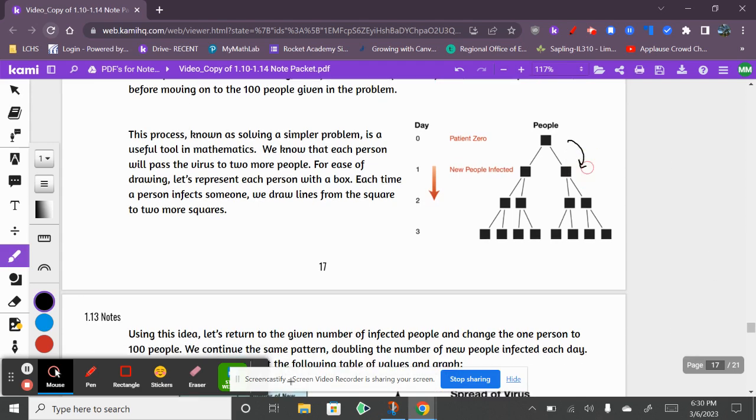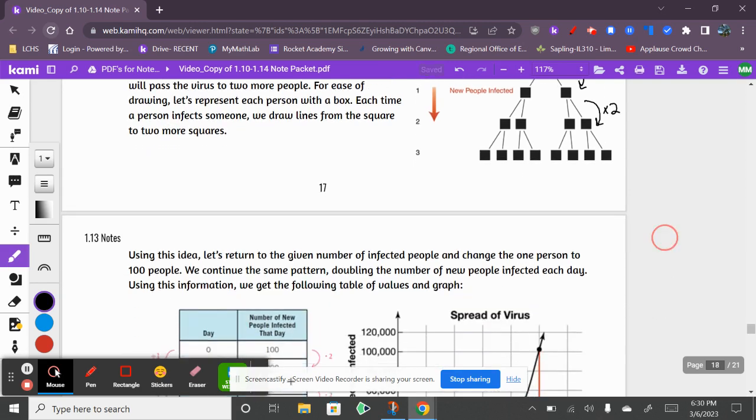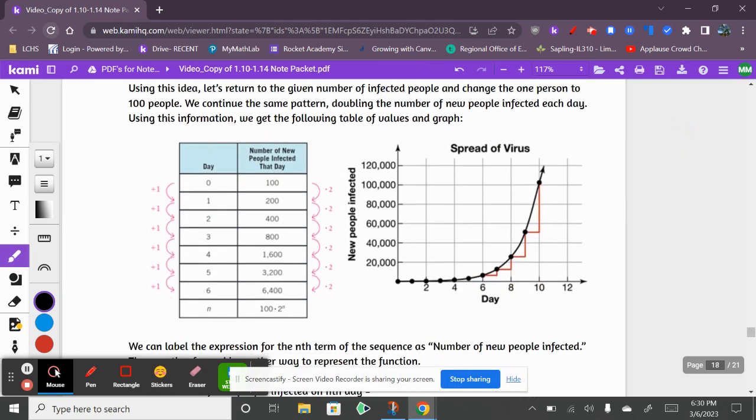So we can see that these are increasing by 2. It's 2 people each. By day 2, we have 2 more people, so that would be 4 total people, or multiply the previous one by 2, and so on. Using this idea, we can look at what we would have with our table and with our graph. So those are already completed for us.